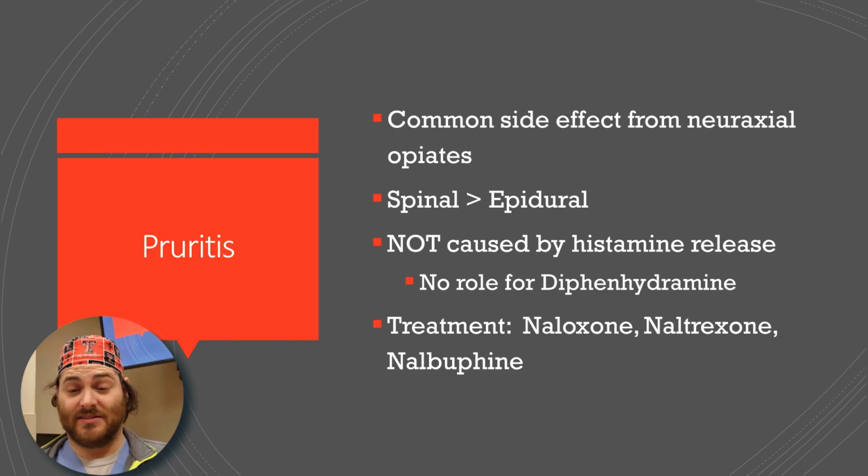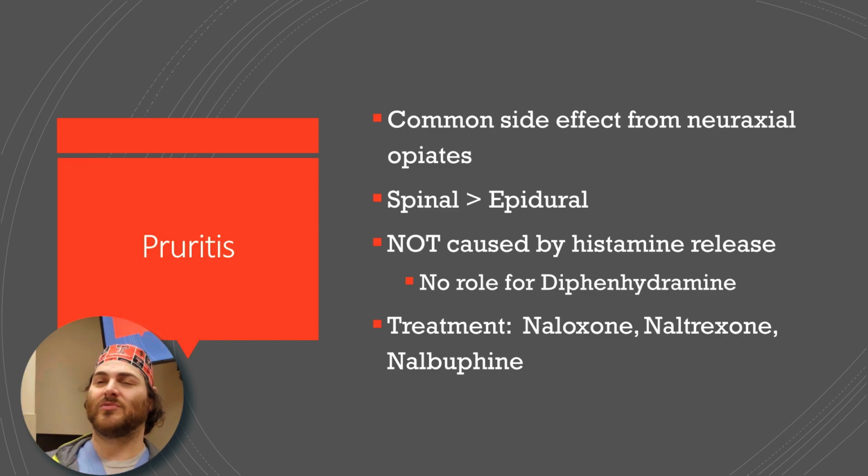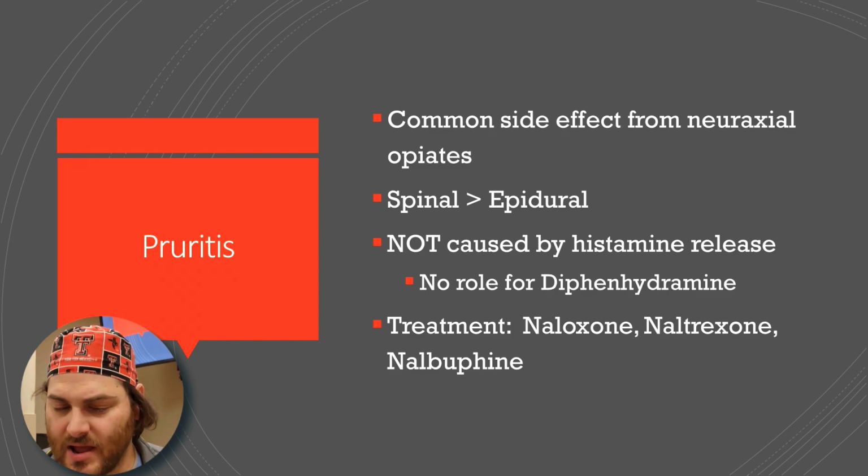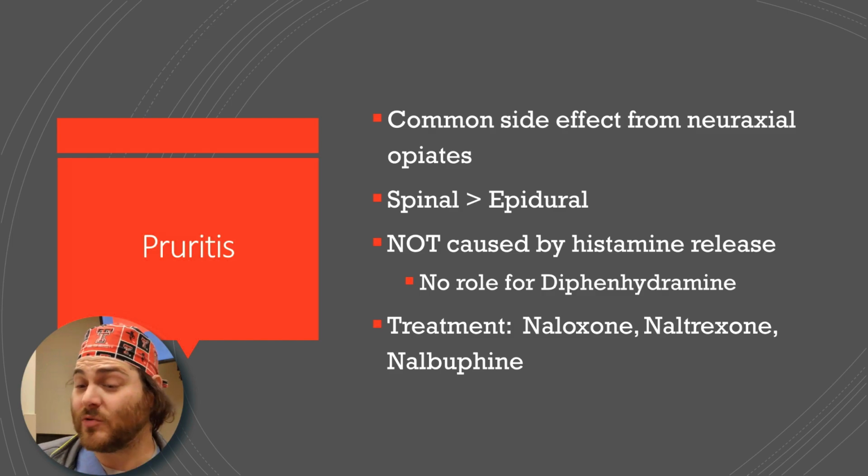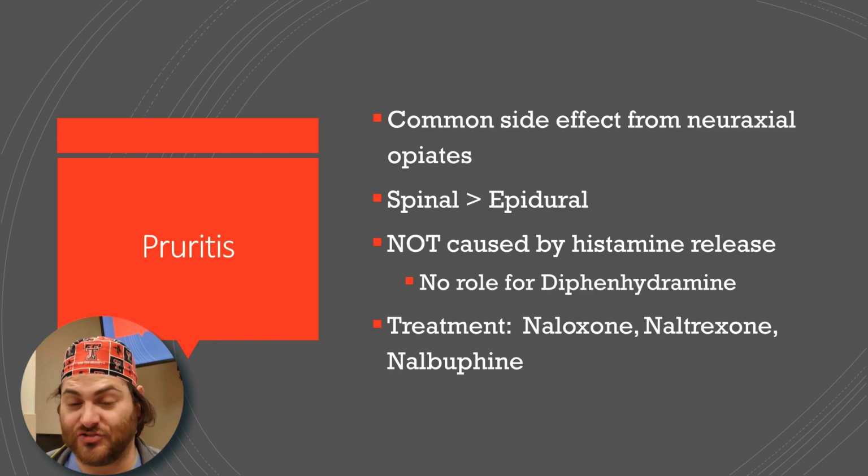So the treatment is naloxone, which is an antagonist, naltrexone, which is an antagonist. Nalbuphine, we don't use it a lot here, but it's a common drug you'd see over in OB. It's an agonist-antagonist, meaning that it has kind of a ceiling effect. So for whatever reason, it's hard to overdose because you saturate it at kind of a 50% level. But anyways, that will help take away some of the itching.